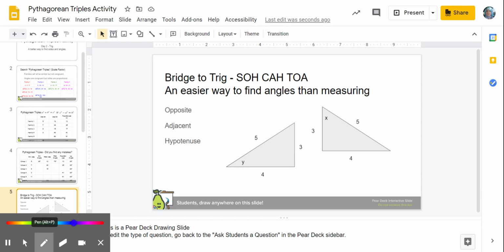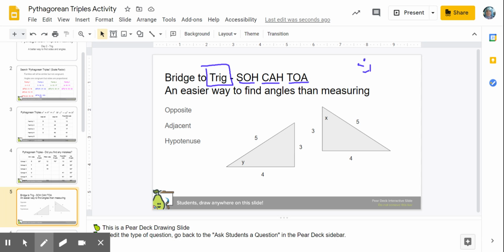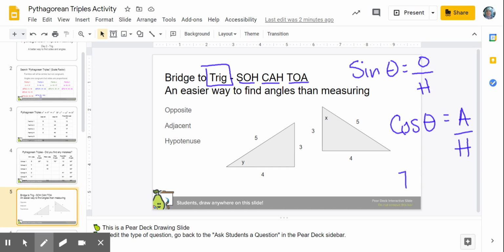So everybody with me on slide 5? We're going to talk about trig. Trig only works with right triangles, and there's a little mnemonic, SOH CAH TOA. Sine of an angle equals the ratio of the opposite side over the hypotenuse. And CAH is cosine of an angle. That weird circle just means an angle. Cosine is adjacent over hypotenuse. And the third one, T, is tangent of the angle equals opposite over adjacent.